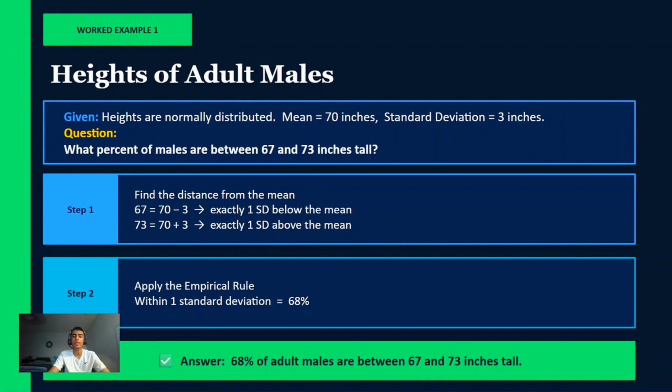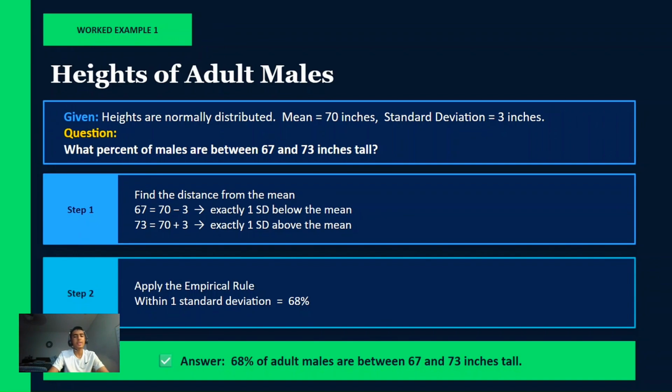Step 1. Figure out how many standard deviations away those values are. 67 is 70 minus 3. That's exactly one standard deviation below the mean. 73 is 70 plus 3. That's exactly one standard deviation above the mean. Step 2. Apply the rule. Within one standard deviation is 68%. That means the answer is 68% of adult males are between 67 and 73 inches tall.